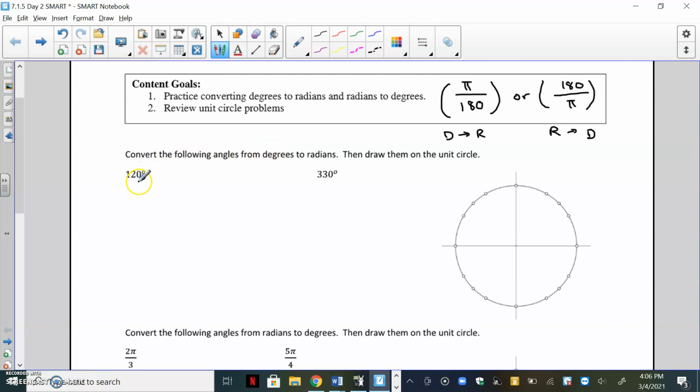For 120 degrees, if I want to find that in radians, all I have to do is multiply that 120 by pi over 180. Again, this is the conversion factor we use when we're going from degrees to radians, so I'm just following that. When we multiply a number by a fraction, you pretty much just multiply that number to the top of the fraction. So this is what we end up with.